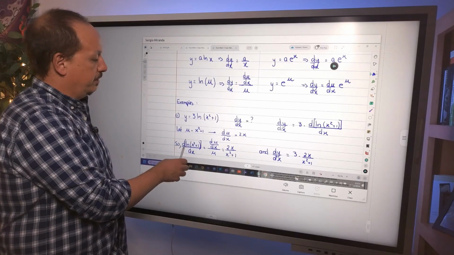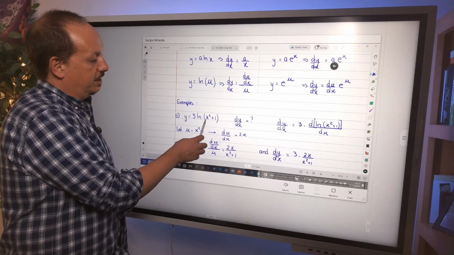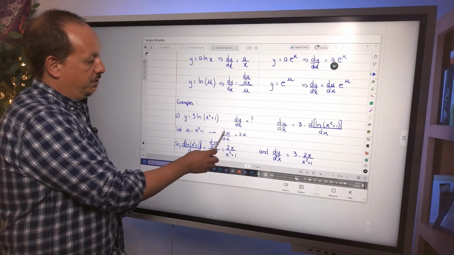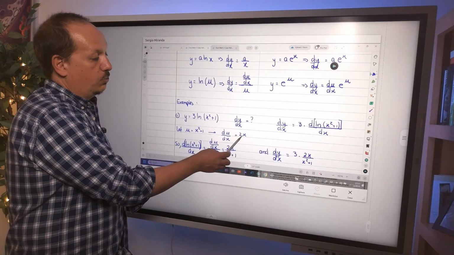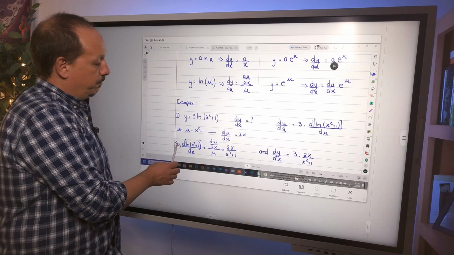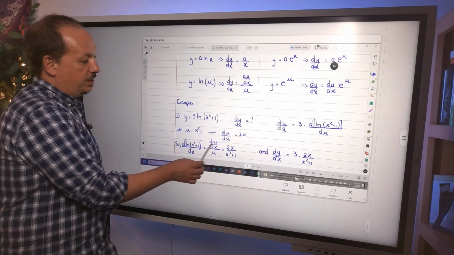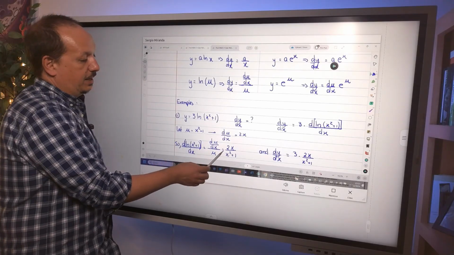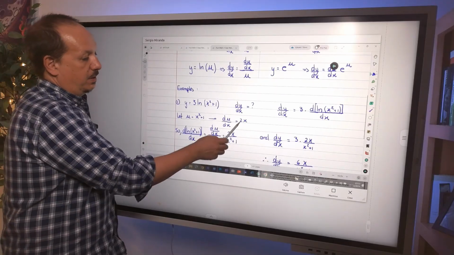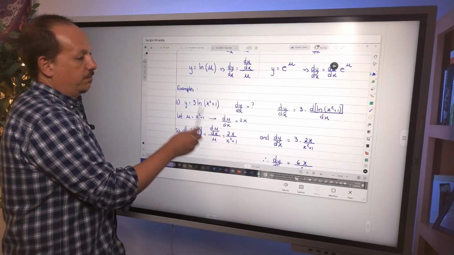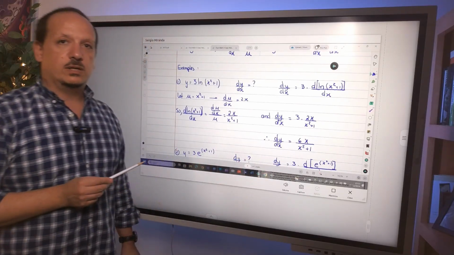And what is this part differentiated? Well, look at this expression. Just differentiate this. That's what I did over here. I just called it u, and I then differentiated. And this is obviously 2x, right? So differentiating the natural logarithm of x squared plus 1 is going to be 2x divided by the expression itself, like you can see over here. This multiplied by the 3 is going to be 6x over x squared plus 1.